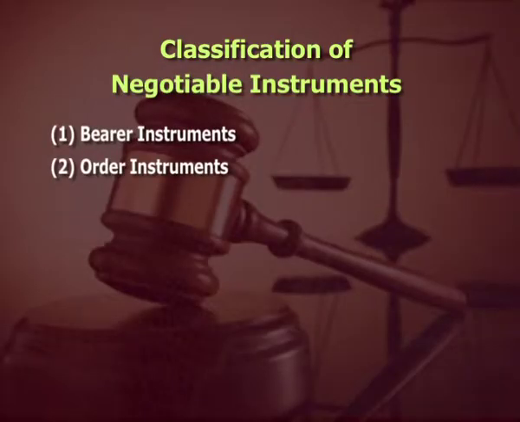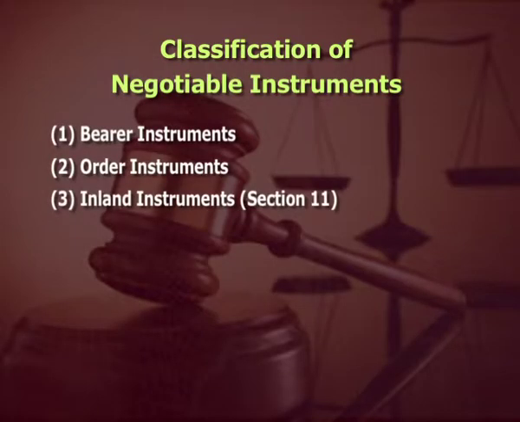Second, order instruments. A promissory note, bill of exchange or check is payable to order which is expressed to be so payable, or which is expressed to be payable to a particular person and does not contain any words prohibiting transfer or indicating an intention that it shall not be transferable.